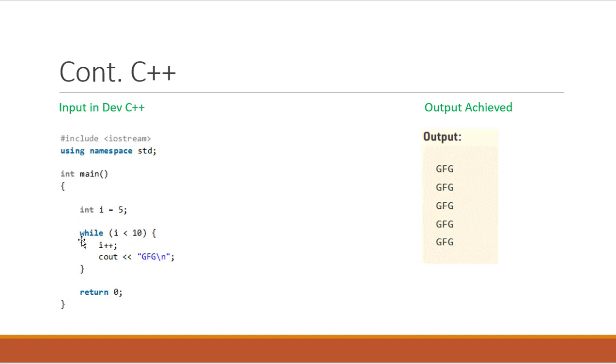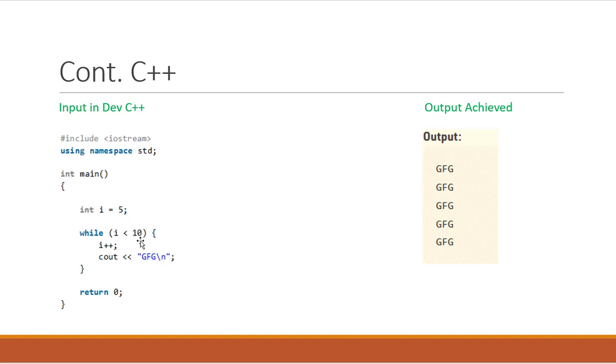So while is a reserved word, and we are using a while loop here. While i, the value of 5, becomes the condition. 5 is less than 10, right? So the program has to decide. At this point in time, we have to decide. When it is executed by Dev C++, the program decides 5 is less than 10.